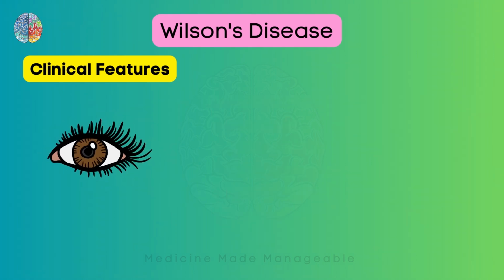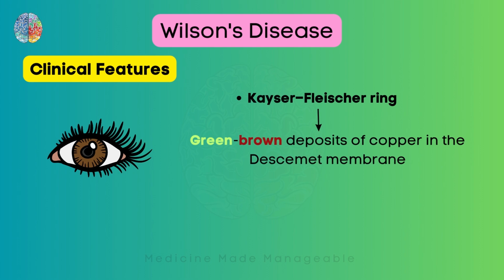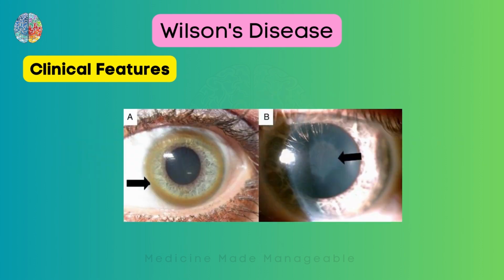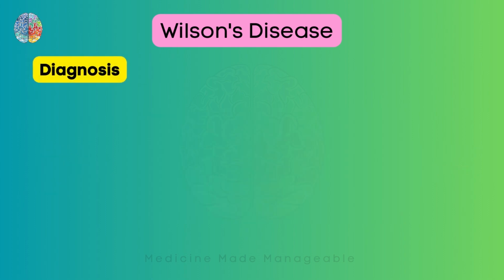And now what will happen in the eye? There will be two things that you will be able to see. The first one is the Kaiser-Fleischer ring or KF ring, which is a ring of green-brown deposits of copper inside the Descemet's membrane. So everything in this line is very important to remember. Next, you can even see a sunflower cataract. So let's see how both of these look in a patient. In this first picture, you can see the green-brown ring, which is the KF ring. And in the second picture, if you look closely, you can see a cataract which has a similar shape to a sunflower.